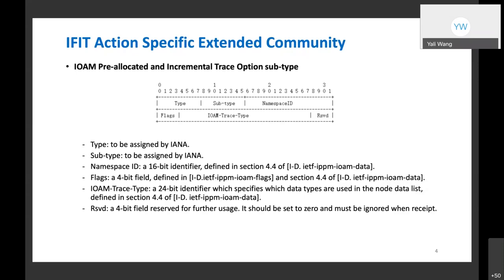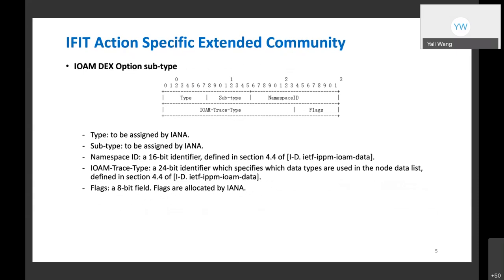Next, please. And the second one is the extension for the IOM DEX option subtype. Similarly, the extended value field consists of the namespace ID, IOM trace type, and flag.